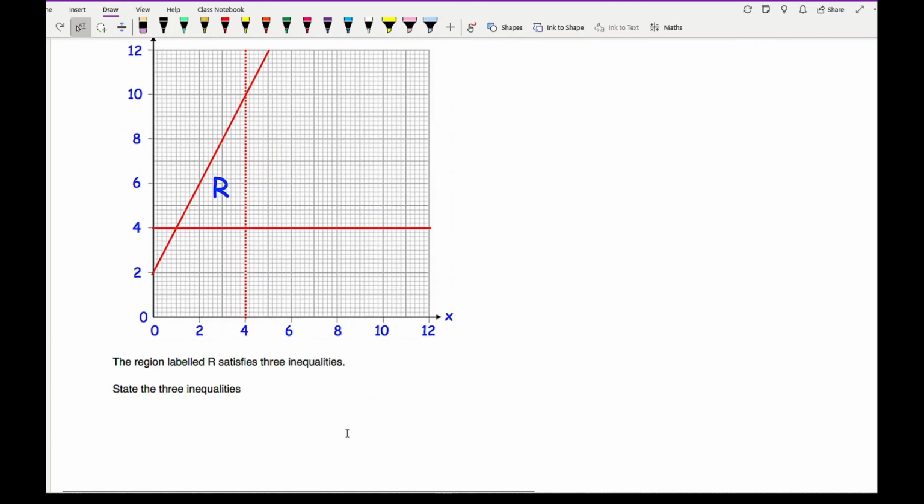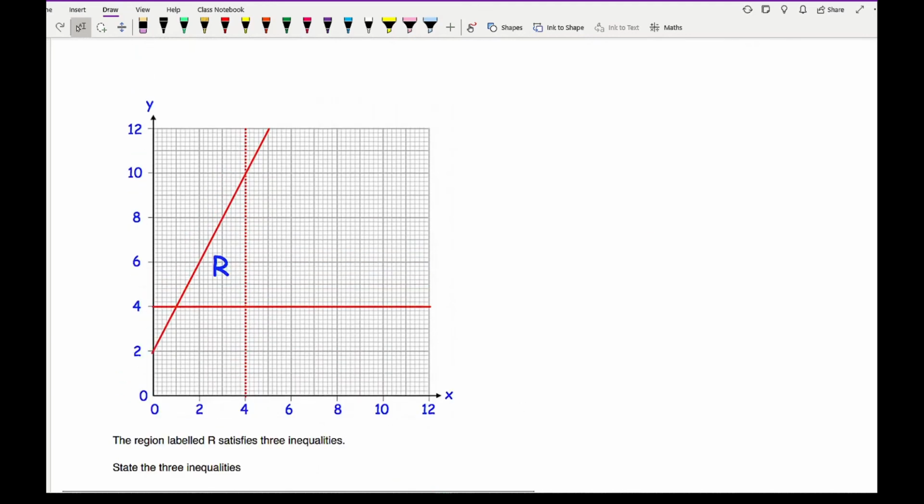So let's have a look at another example here. Again, I'm going to start by labeling the three lines, so I've got 1, 2, and 3. And it's this region that I want, which again I'm just going to emphasize by shading it in.